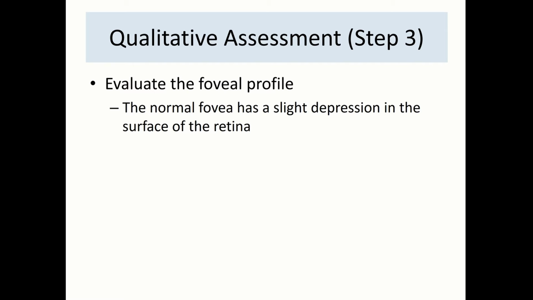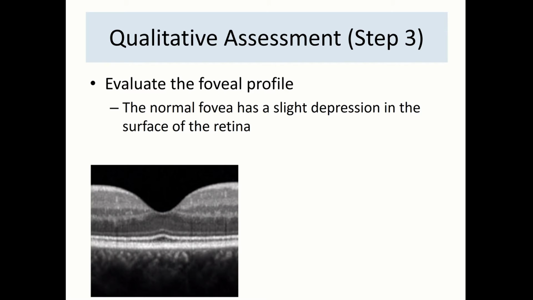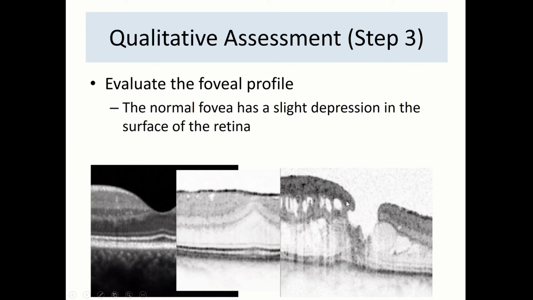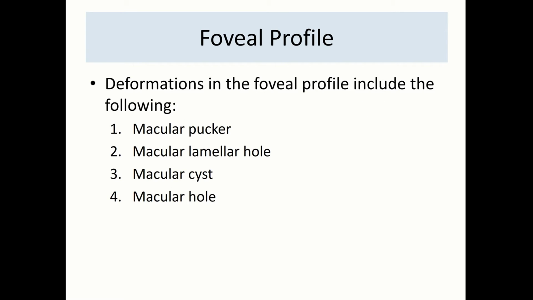The normal fovea has a slight depression in the surface of the retina. Here you can see there is a depression in the retina, and this depression is absent in this patient with an epiretinal membrane which is lifting the foveal umbo upward. And this is an area in which, instead of elevation of the fovea, you've got a break in the center, and this looks like a lamellar macular hole. So deformations in the foveal profile include the following: macular pucker, macular lamellar hole, macular cyst, and a macular hole.